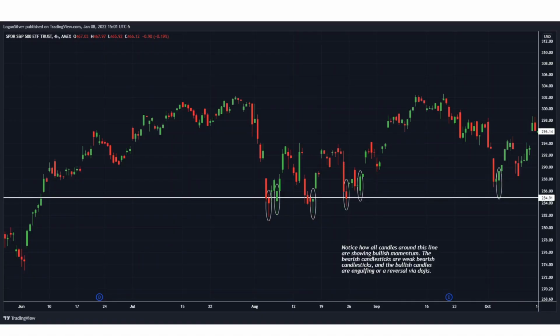Yeah, definitely. So here we go into some examples of that in real action. As you can see around this white line, all candles are showing bullish momentum, regardless if they are bullish or bearish candles. The bearish candlesticks that we are presented are weak bearish candlesticks, and the bullish candles are engulfing or a reversal, which is obviously via a doji. So here is the doji. Here is a very weak bearish candle, a bullish candle, a bullish engulfing candle, right? Bullish hammer candle right here. All around that level.